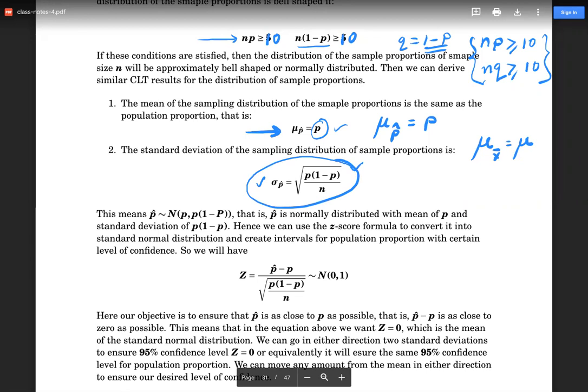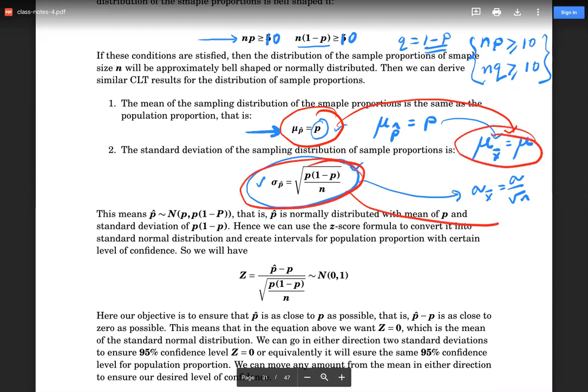You can compare it side by side. This one goes with this one, right? And this one goes with the other one. Similarly, sigma sub x bar is equal to sigma over square root of n. I wanted to bring this to your attention. So this goes with this, and this goes with the second one. This is the central limit theorem for population proportion. This is the central limit theorem for population mean, okay?